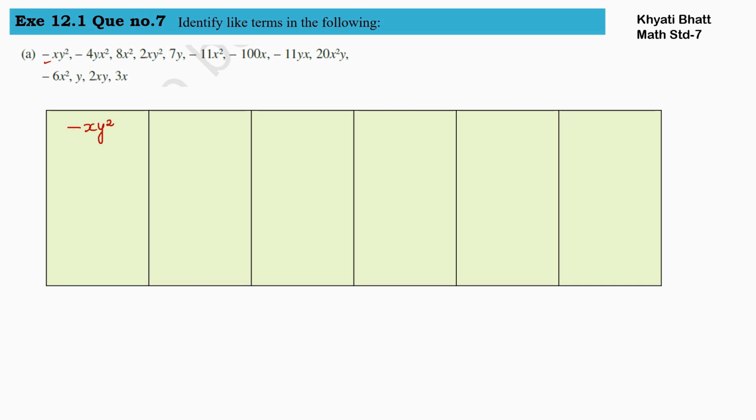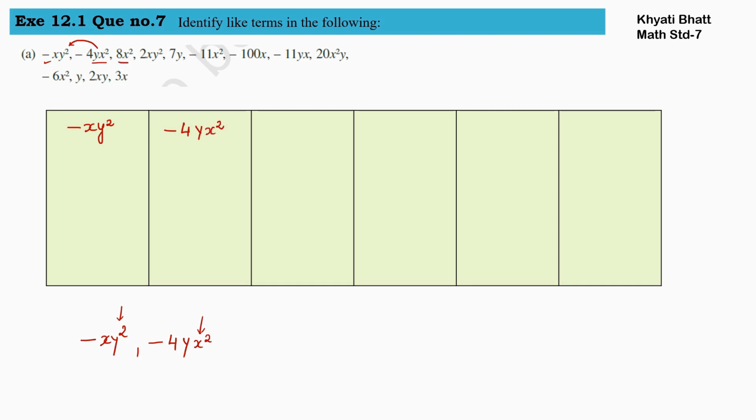Then second one, minus 4yx square. Now x and y is there, but here square is on the x, not on the y. So this term is different from the first one. It is minus xy square, and the second one is minus 4yx square. So here x square is there and here y square is there. So both of these terms are different. So I am writing in another column minus 4yx square.